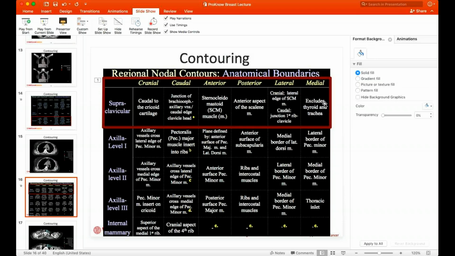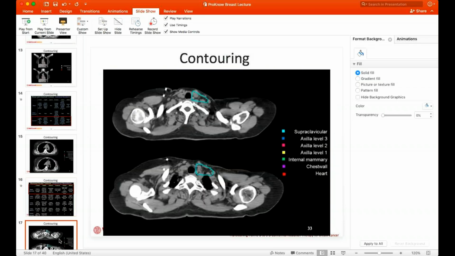And you always want to make sure that you exclude the thyroid and the trachea from these contours, because there is a risk of hypothyroidism. You're not treating the whole thyroid, but sometimes it's not enough to compensate, and you just want to minimize the dose of the thyroid as much as possible. So this is just an example of the supraclavicular contour in teal.